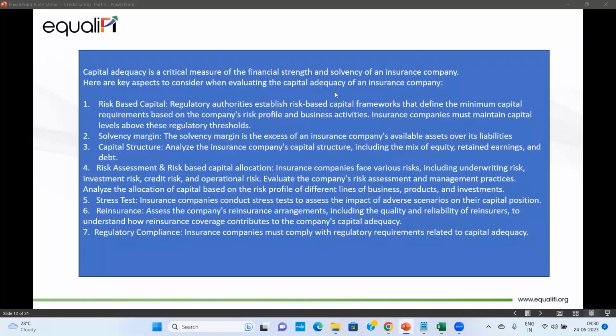Now, X insurance company is again reinsuring its portfolio to Y insurance company. And when you are rating that X insurance company, you have to see what is the credibility of the Y insurance company. That is very important, right? Regulatory compliance, obviously insurance company must comply with regulatory compliance.